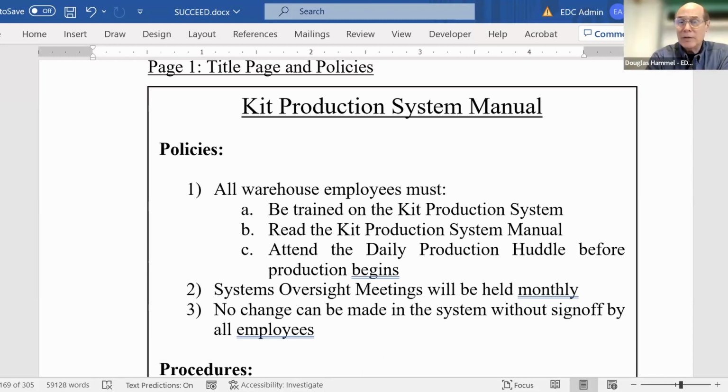so here's the beginning of a mini production systems manual. Policies: all warehouse employees must do these 3 things: be trained on the system, read the kit production systems manual, attend the daily production huddle before production begins. That's part of the oversight. Systems oversight meetings will be held monthly. That means that the continuous improvement keeps going on and on, month by month, to make it better and better.